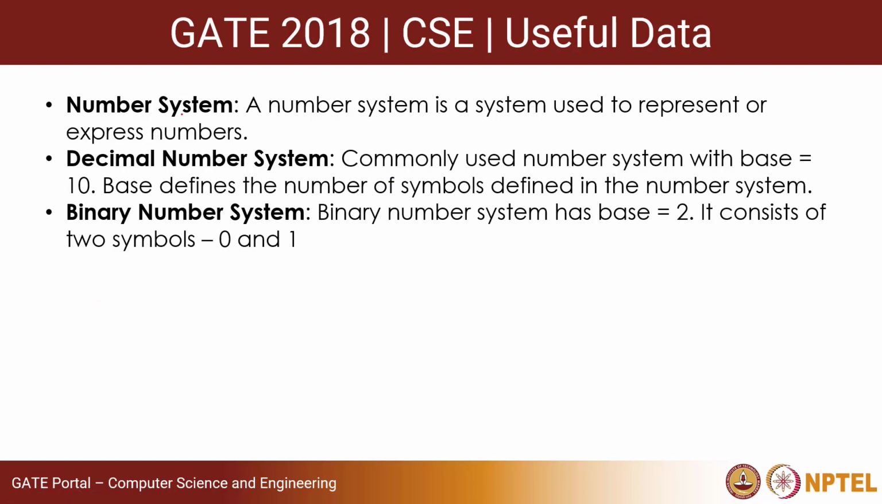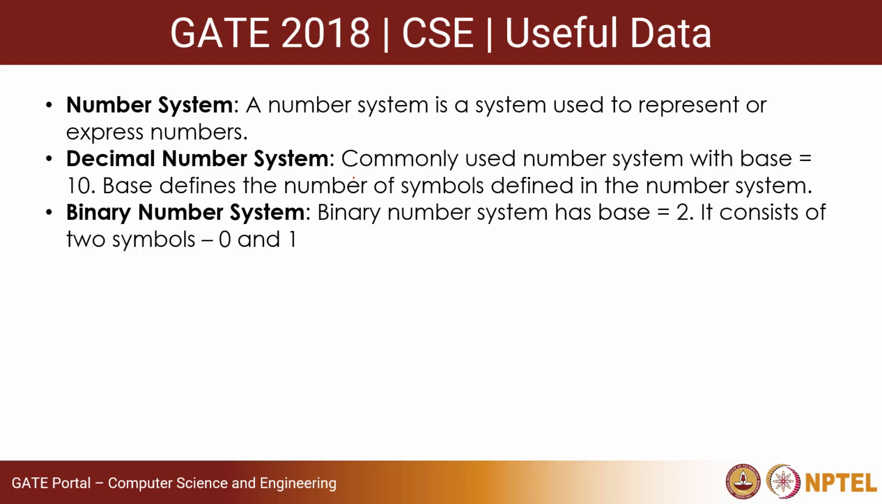A number system is a system used to represent or express numbers. So we are well familiar with the decimal number system. It is the most commonly used number system with base equal to 10. Base defines the number of symbols that are defined in the number system. So for the decimal number system, the base is 10, there are 10 symbols defined, which are 0, 1, 2, 3, 4, 5, 6, 7, 8 and 9.